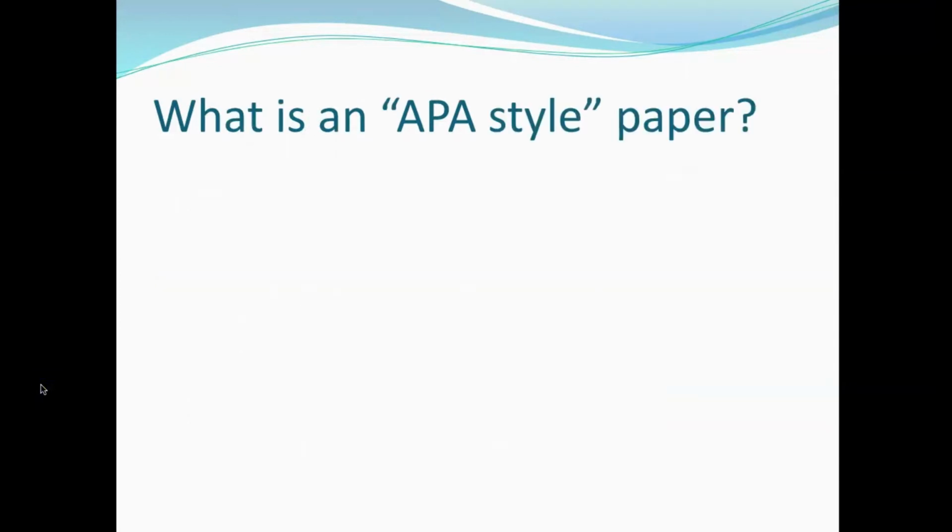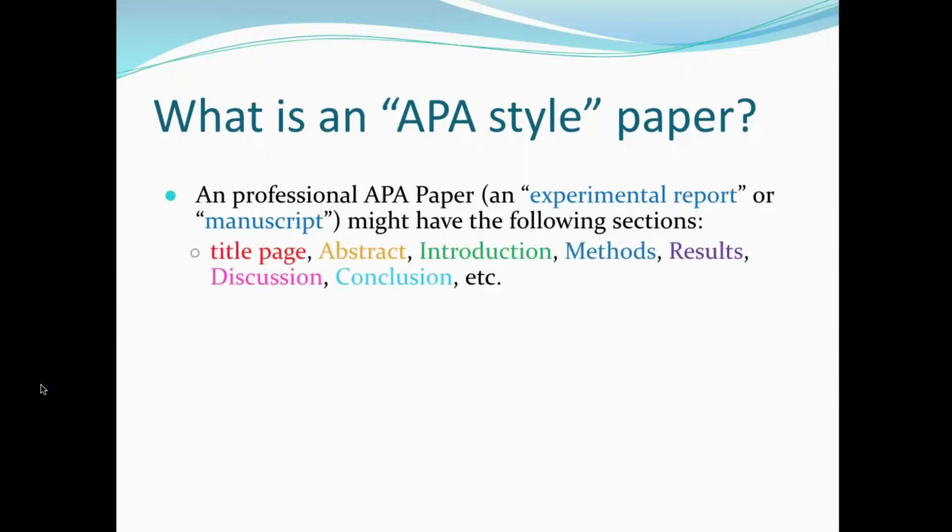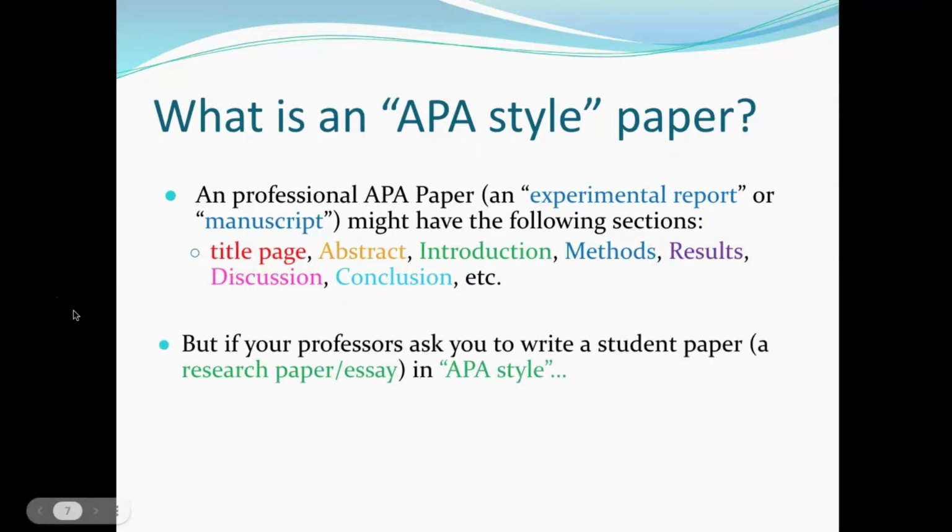What is an APA style paper? Well, a professional APA paper might be describing an experiment or original research. So it might be an experimental report or a manuscript, and it might have the following sections, including a title page, abstract, introduction, the methods of the experiment, the results of the experiment, and then a discussion about those results.